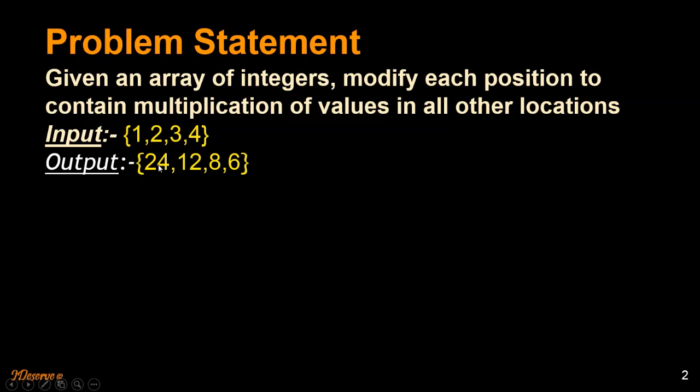So for the position 0, you have multiplication of all other elements. So 2 into 3 into 4 is 24. And for position 1, you have multiplication of 1, 3 and 4, which is 12, and so on. Let's go ahead and try to understand how to solve this.